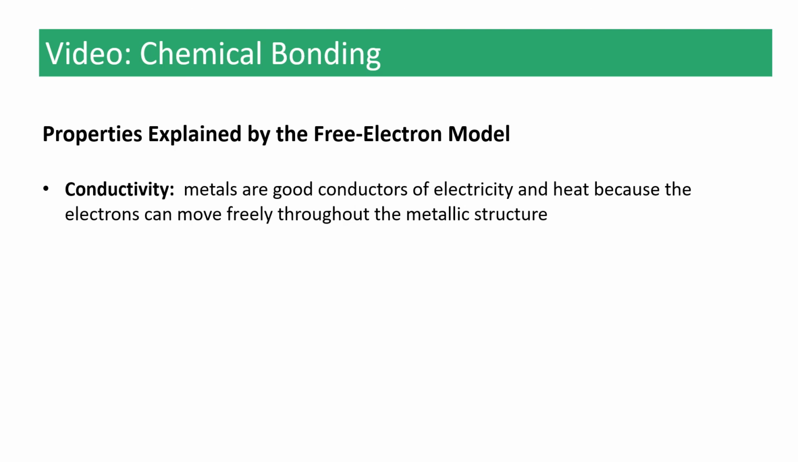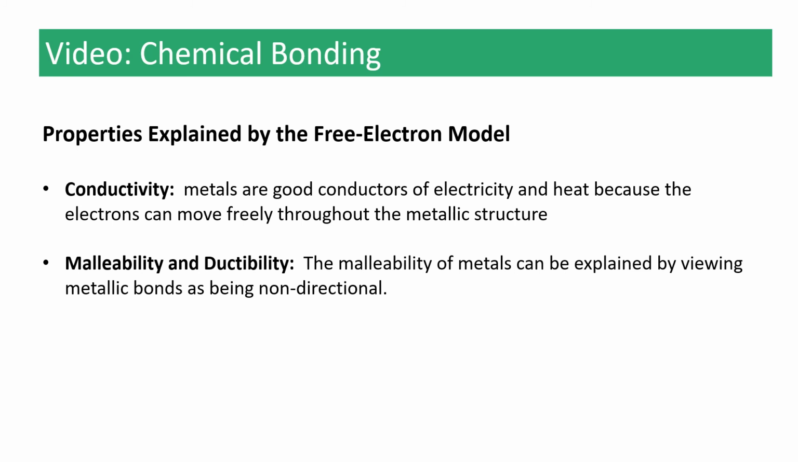Properties explained by the free electron model. Conductivity. Metals are good conductors of electricity and heat because their electrons can move freely throughout the metallic structure. Malleability and ductility. The malleability of metals can be explained by viewing metallic bonds as being non-directional.